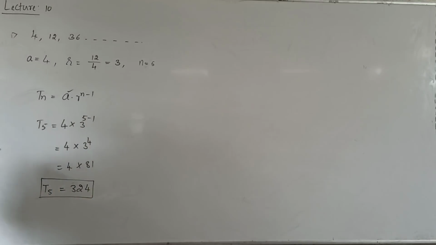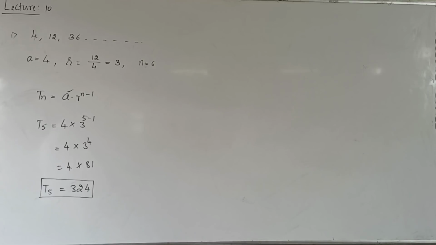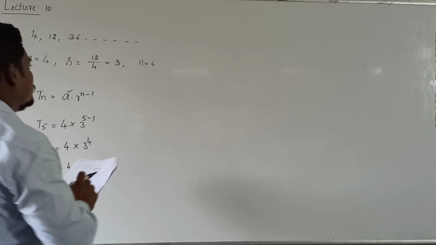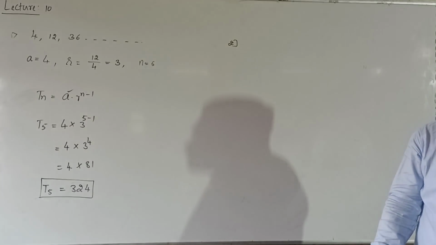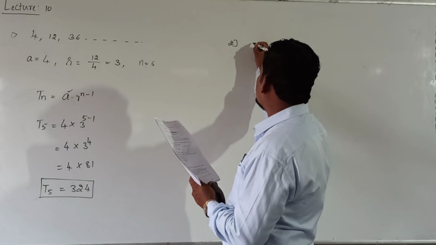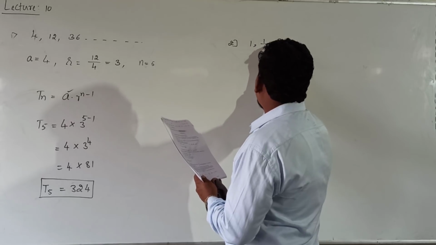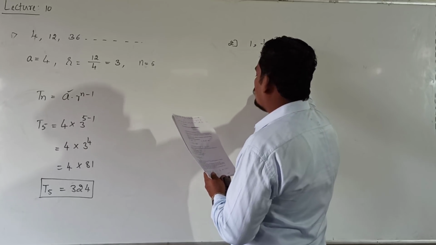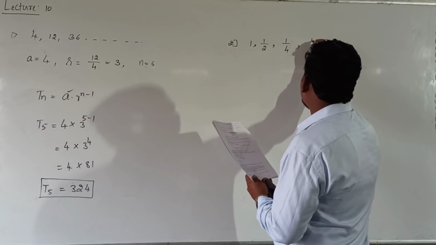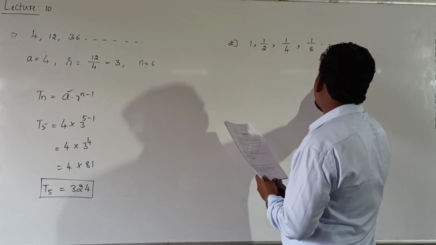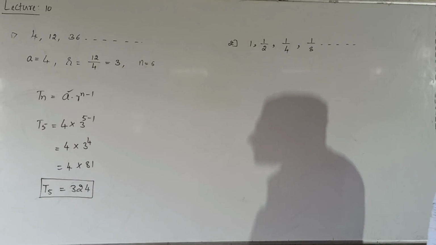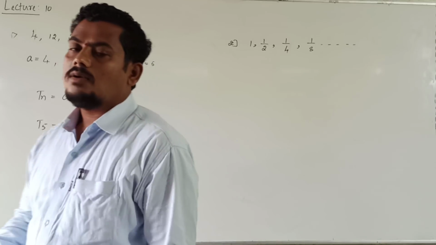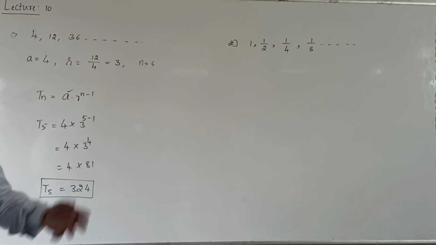Next one, find the ninth term of the GP 1 by 2, 1 by 4, 1 by 8 and so on. Find the ninth term of the GP. A geometric progression is given.